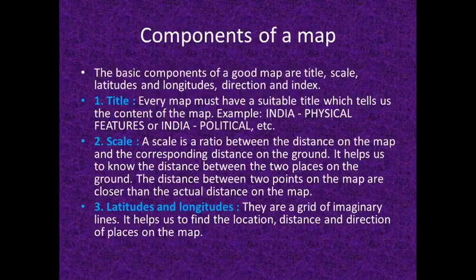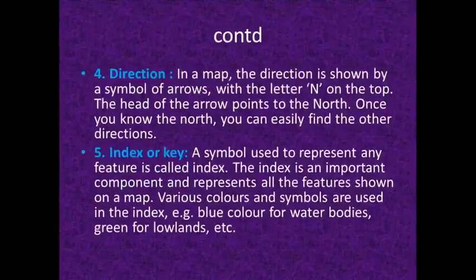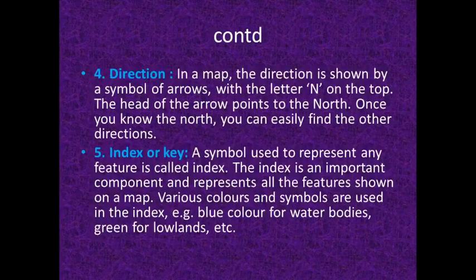Latitudes and longitudes. They are a grid of imaginary lines. It helps us to find the location, distance, and direction of places on the map. Direction. In a map, the direction is shown by a symbol of an arrow with the letter N on the top. The head of the arrow points to the north. Once you know the north, you can easily find the other directions.